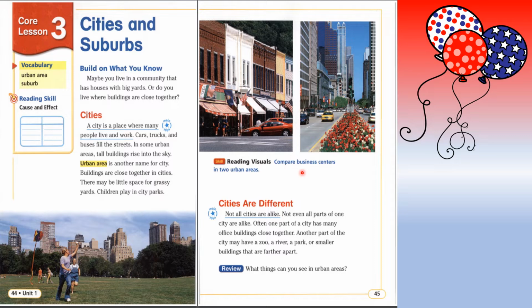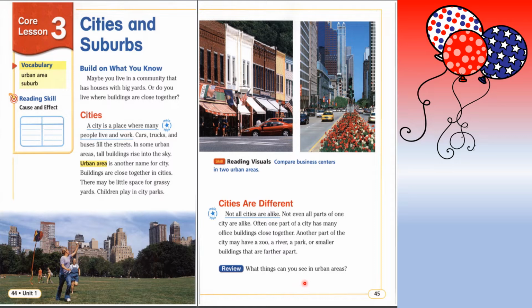It says compare business centers in two urban areas. Well, look at this business center. It looks very, very busy. And if you look over here, this looks like a small urban business area. And you can see trees in the back.